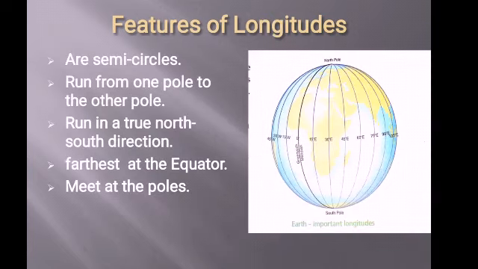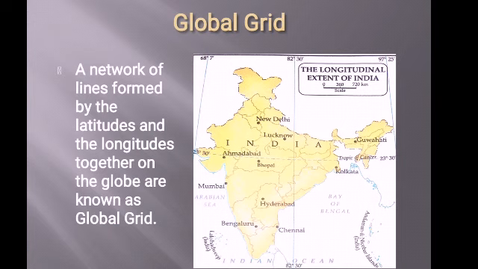Longitudes. These form the semicircles and run from one pole to the other. They run in a true north-south direction and are farthest from each other at the equator. All the longitudes meet at the poles. Global grid. A network of lines formed by the latitudes and the longitudes together on the globe is the global grid, as you can see in the figure. This helps us to locate a city or the country or the continent on the globe very easily.